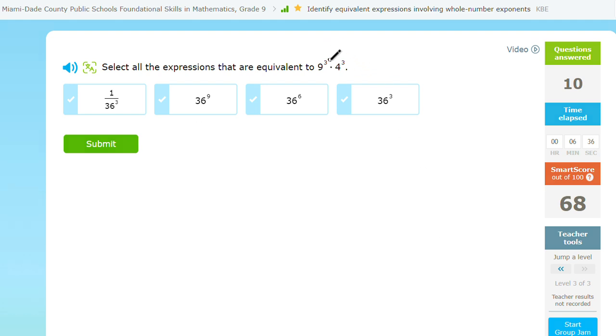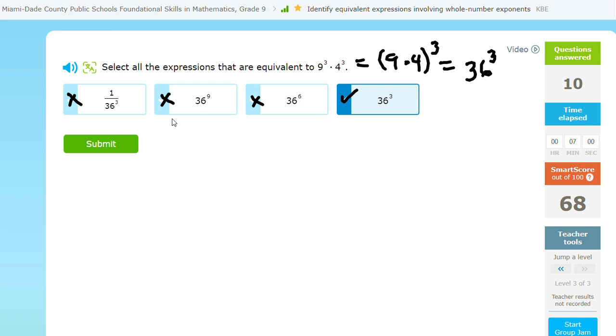9 to the 3rd times 4 to the 3rd. Same exponent, so I multiply 9 by 4 and keep that to the 3rd power, which is 36 to the 3rd power. And so that's wrong. 36 to the 9th is also wrong. 36 to the 6th is wrong. So the only correct option is the last one, 36 to the 3rd. It's very important that you check all of your options to make sure that you aren't missing any.